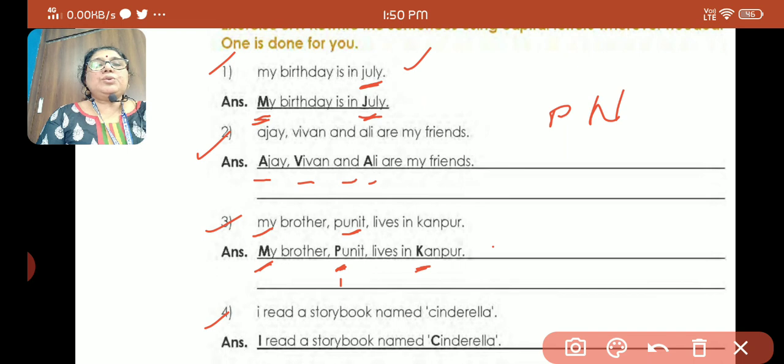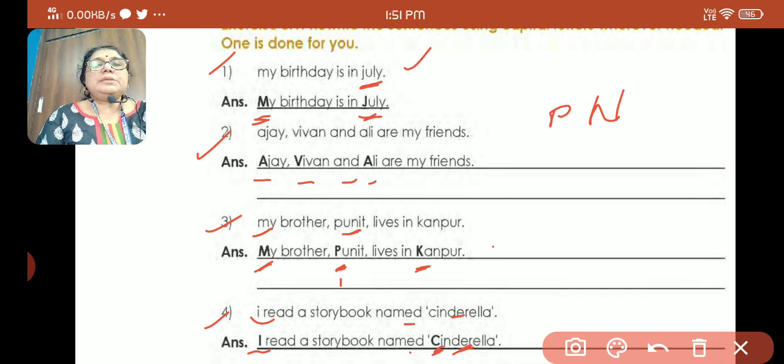I read a storybook named Cinderella. Now I, pronoun I, how do we write? Capital. So we have to write it in capital. Read a storybook, same. No change in that. Named, then Cinderella. Name of a book. Name of the book, no? So C should be capital. So we write C here, capital.